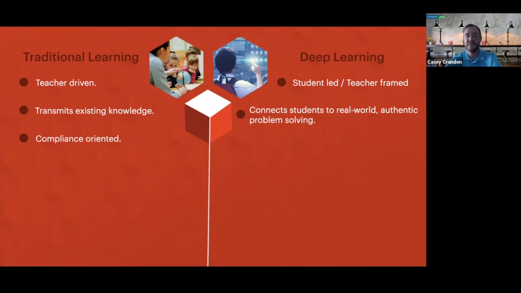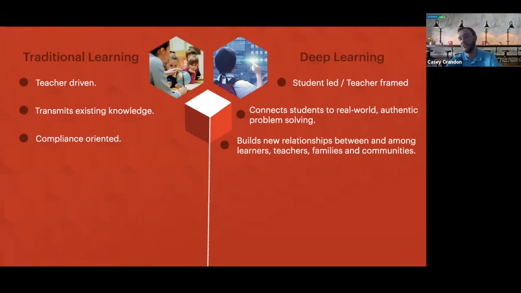Compliance oriented, obviously, I tell you to do something, you do it. In traditional education, over here in deep learning, we build new relationships between and among learners, teachers, and families. As I mentioned before, we need to connect with the families, because nowadays with this virtual environment, we have the opportunity to not only see them in their homes, but also see their families, their pets, everything. So we need to build more connections with our students to have the confidence to get them to go deeper into their education and produce new things that they're able to do.